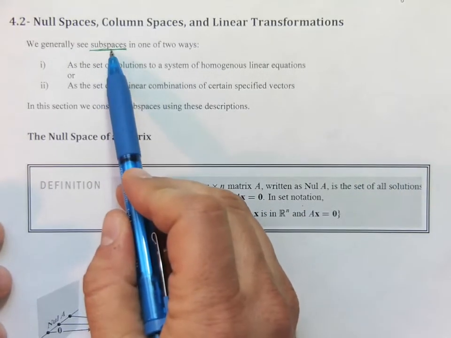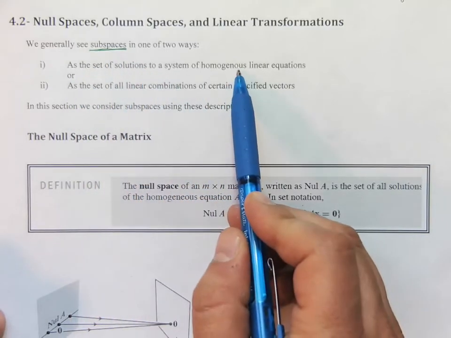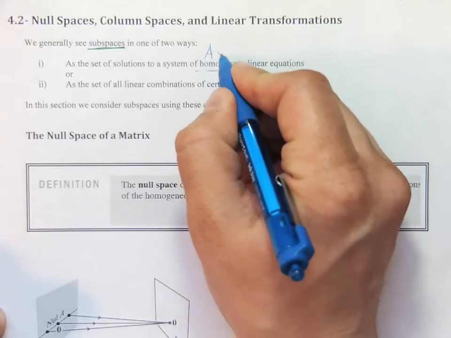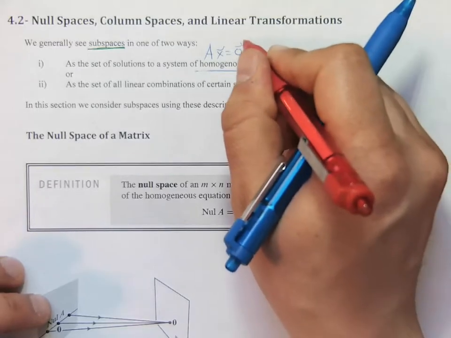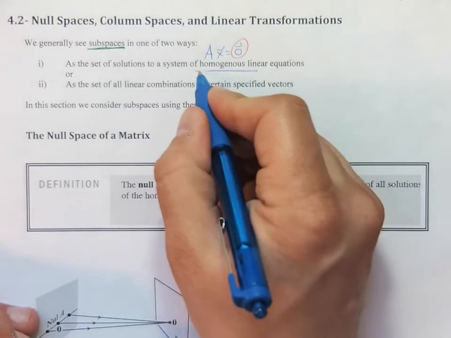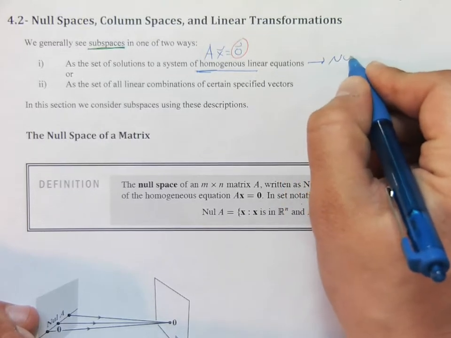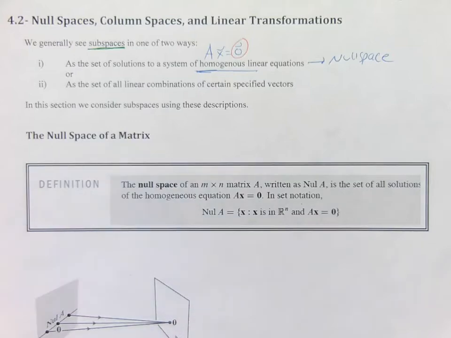So we see subspaces in usually two ways. As the solution sets to systems of homogeneous equations. So remember, the word homogeneous means that we're solving a system that looks like Ax equals 0. And so it's the 0 part of this that makes it homogeneous. And so solutions to this system are in the null space. And so that turns out to be a subspace of a vector space.